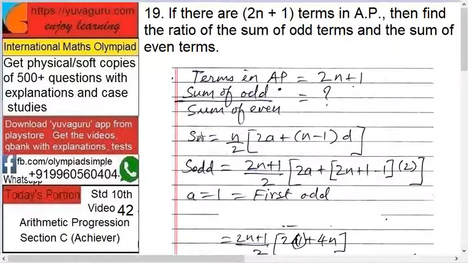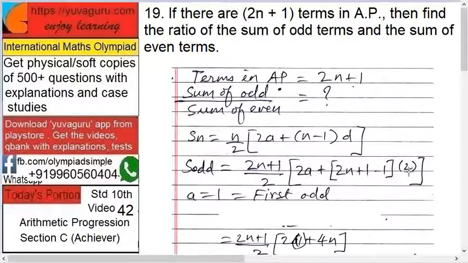Okay. Let's start. So Sn is what? What is the formula? n upon 2 into 2a plus n minus 1 into d. Now we want the sum of odd first. So S odd equals 2n plus 1, because there are 2n plus 1 terms, upon 2 into 2a plus 2n plus 1 minus 1 into d.